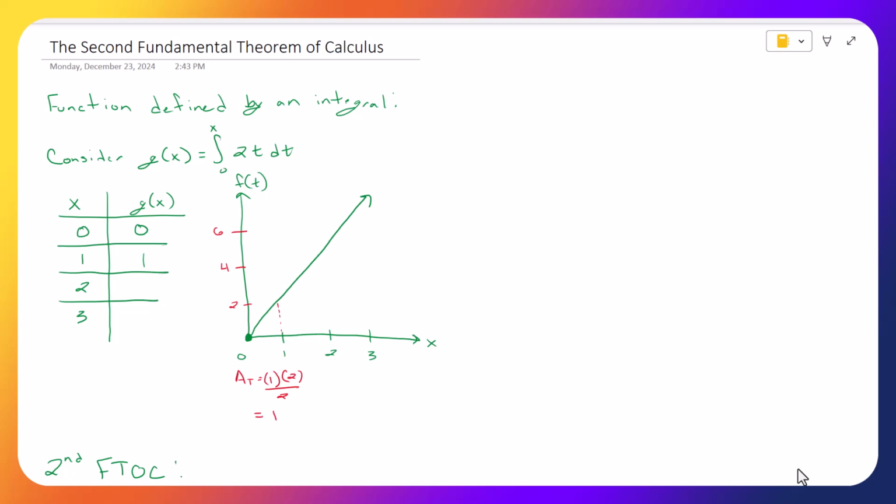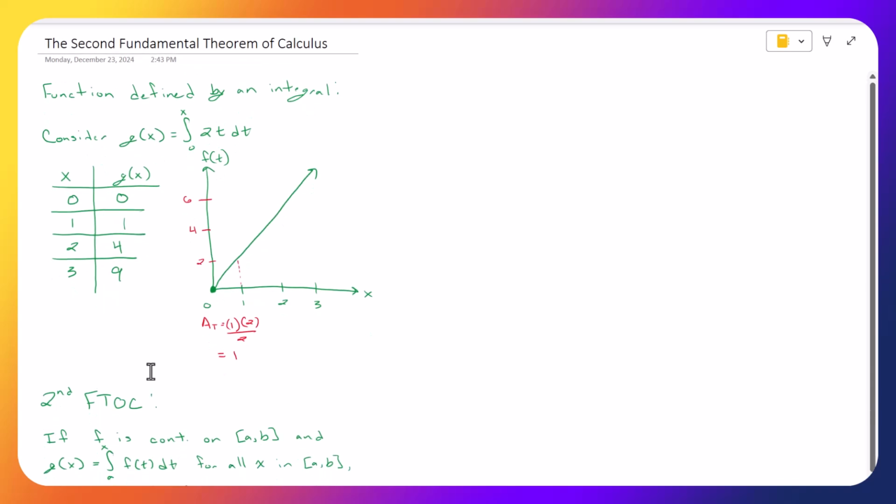Okay, you should have paused the video and found the areas, and you'll find that the area of this triangle is 2 times 4, which is 8, divided by 2, which is 4. And then this triangle, 3 times 6 is 18, divided by 2, which is just 9. So we get 0, 1, 4, 9. Okay, and we're going to come back to this in a second.